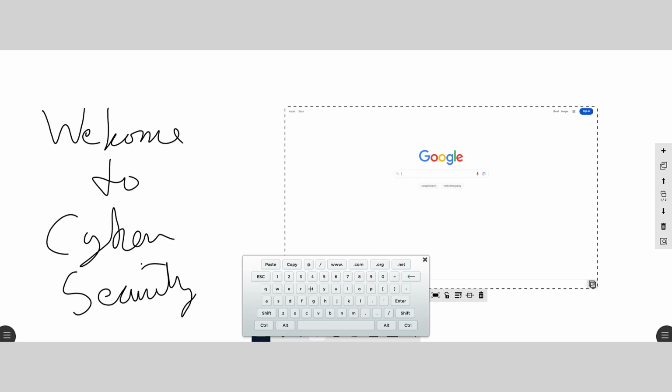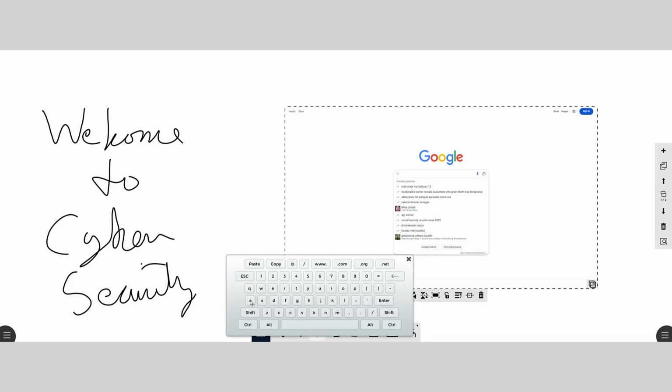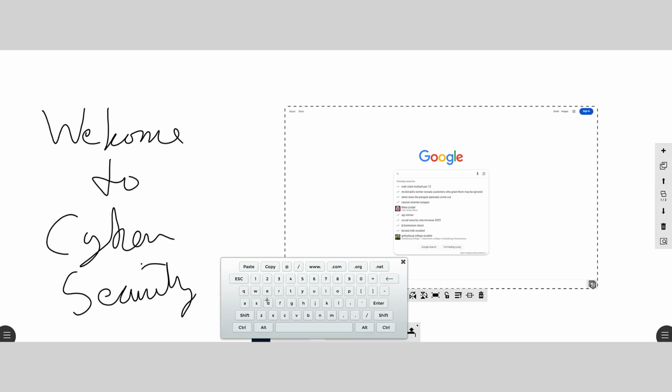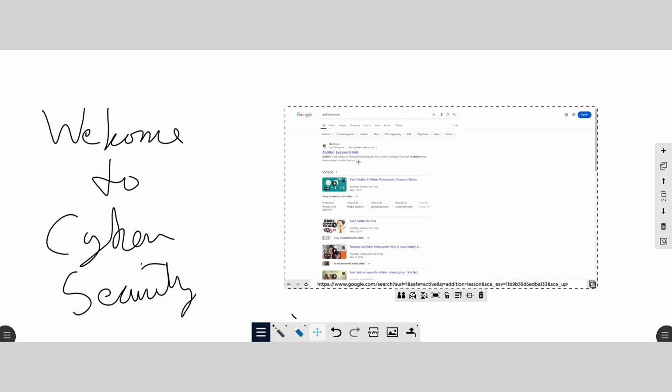From within it, a digital keyboard, or an on-screen keyboard, pops up. You can easily type in anything you want here. It's a fully working browser. You can move it around as well. So if it was getting in your way, you can move it around. So now you have a website that's pulled up.